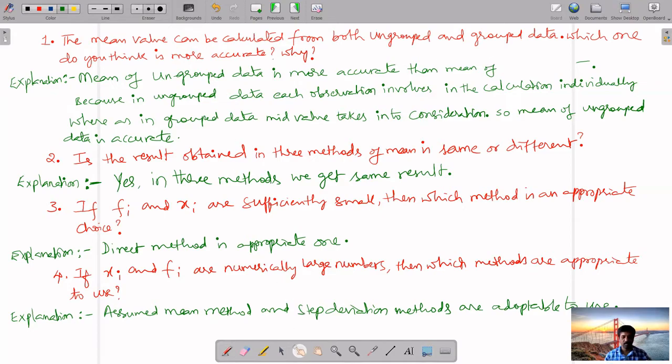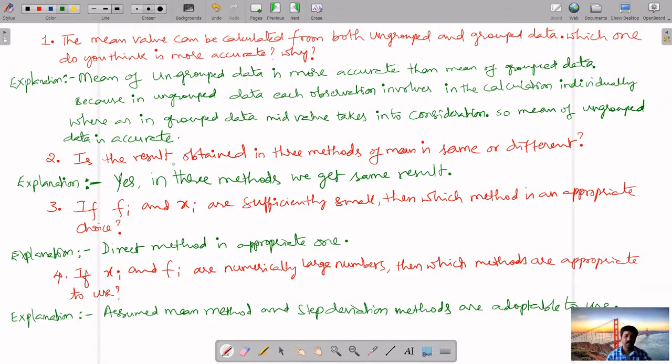Why? Because in ungrouped data, each observation is involved in the calculation individually. Whereas in grouped data, we just take the mid value of the class and involve that mid value in the calculation. That is why the mean of ungrouped data is more accurate than the mean of grouped data.